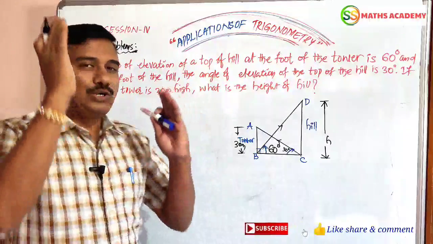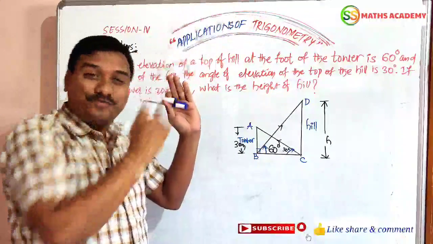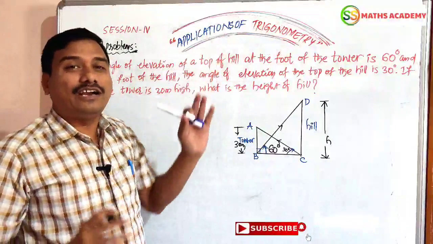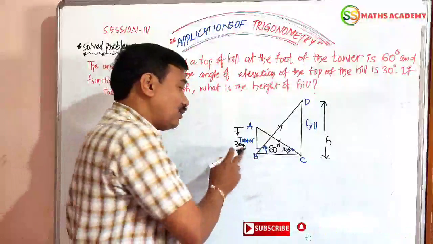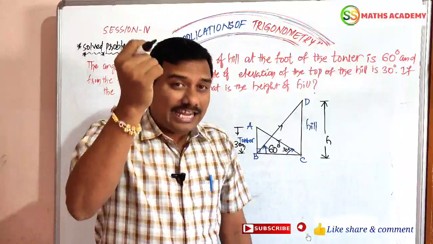This is the question. Two objects are there. From the foot of the tower to the top of the hill, and from the foot of the hill to the top of the tower, we are observing two angles of elevation. Now the height of the tower is with us, and we have to find the height of the hill.